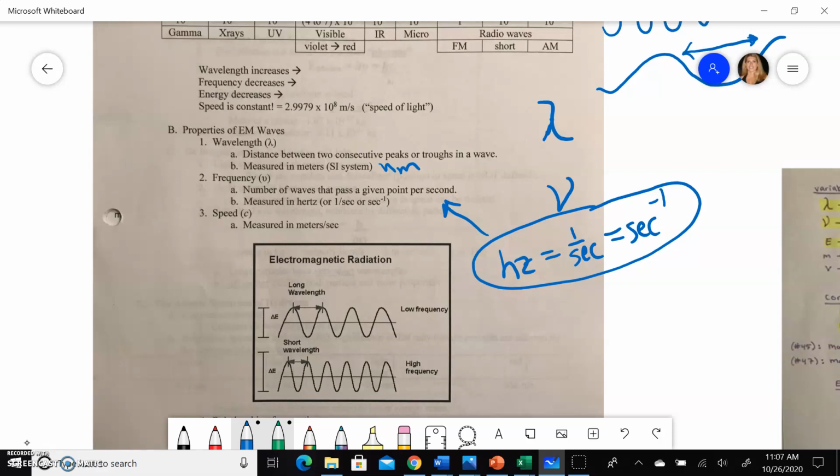Speed is going to be the speed of light, which is a constant. So they're never going to give you this information in the question. They're never going to ask you for it because we already know what it is. They expect that you know to plug in C, and it is in your reference packet. And this is in units of meters per second.